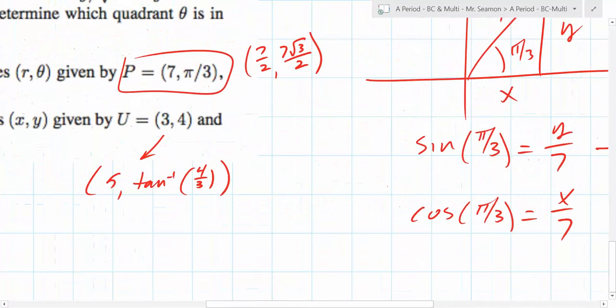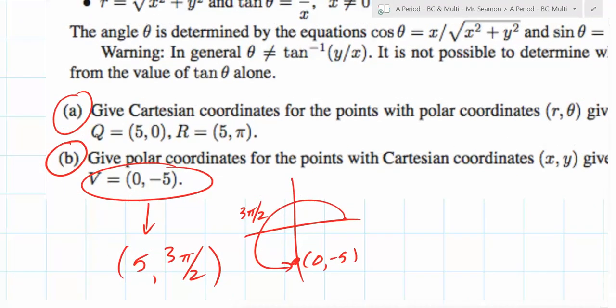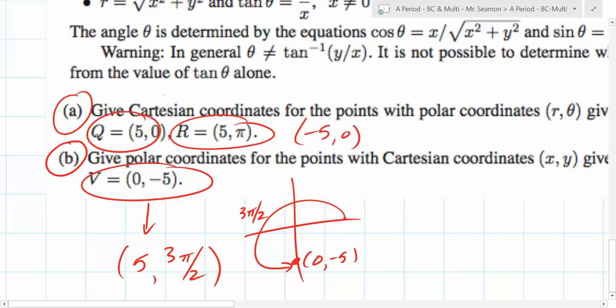So you're using, again, basic trig values. Of these two, it gets a little easier on these. 5 pi. What point is that in Cartesian? It's on the x-axis. It's negative 5, 0. Correct. And what about Q? Which one is that? 5, 0. Oh, look, some of them are the same.